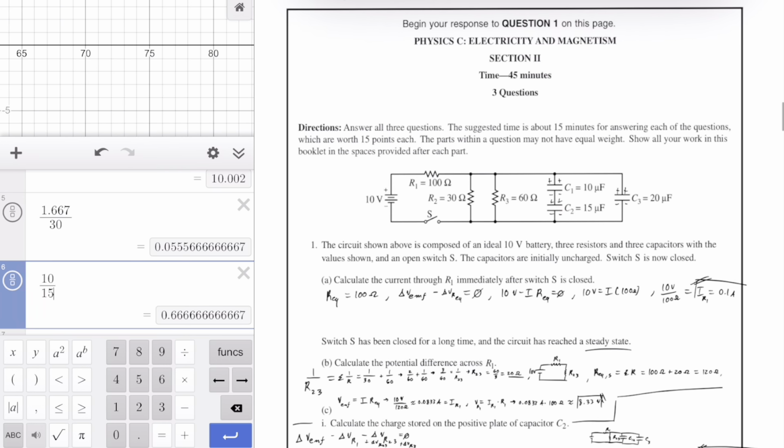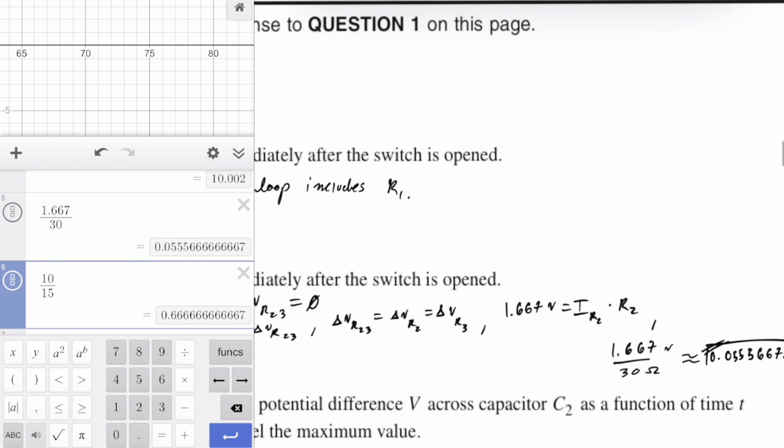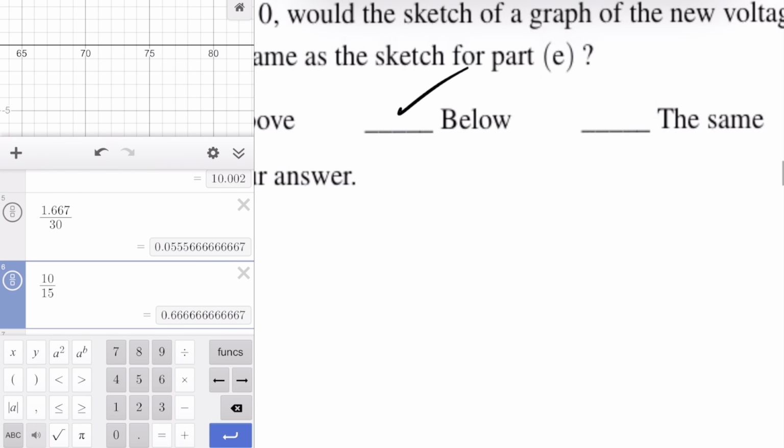So if this was replaced by two 10 microfarad capacitors, let's just visualize that. It would look something like this. Here's 10, here's 10. Then the actual equivalent capacitance would go down because it follows that 1 over C law. And we know by just physics, capacitors in series will reduce the overall capacitance. So we're going to use the time constant to justify this. So I'll say below, right?